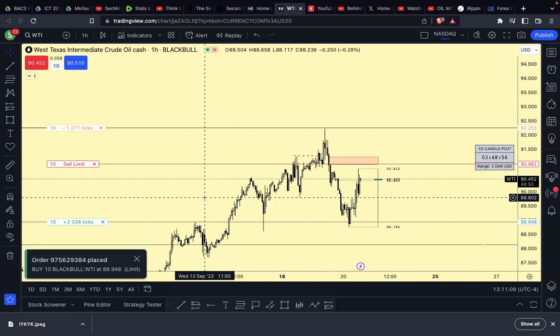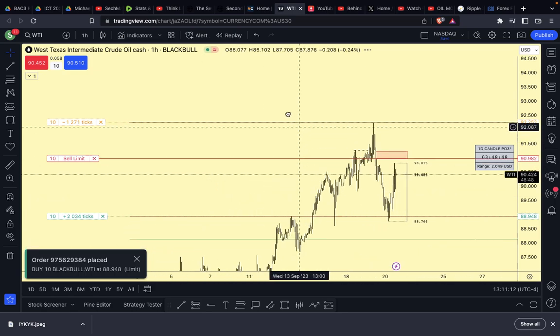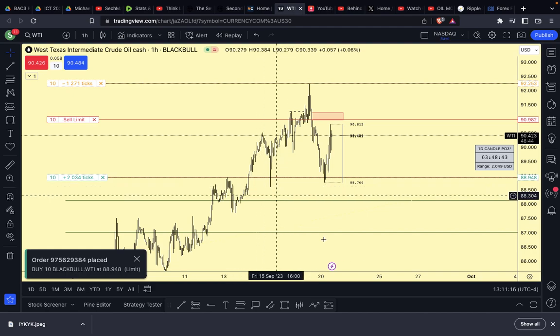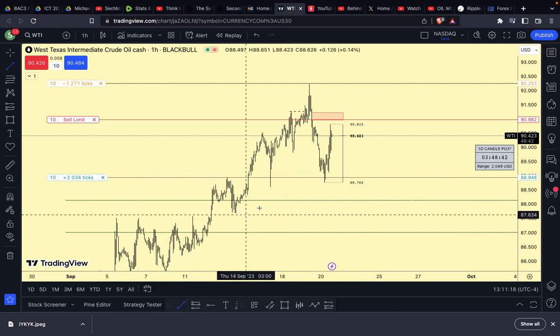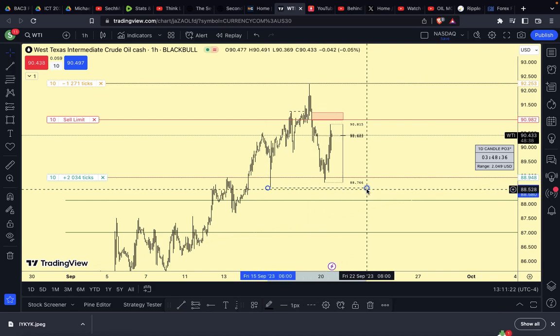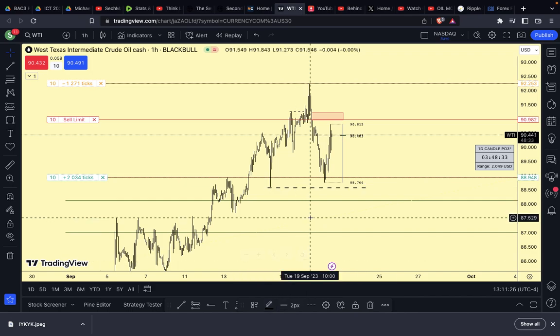Alrighty, and that will be that on oil. I can see this like low-key double bottom though, so I definitely see price shooting at least towards that. Let me just make that a bit bold.